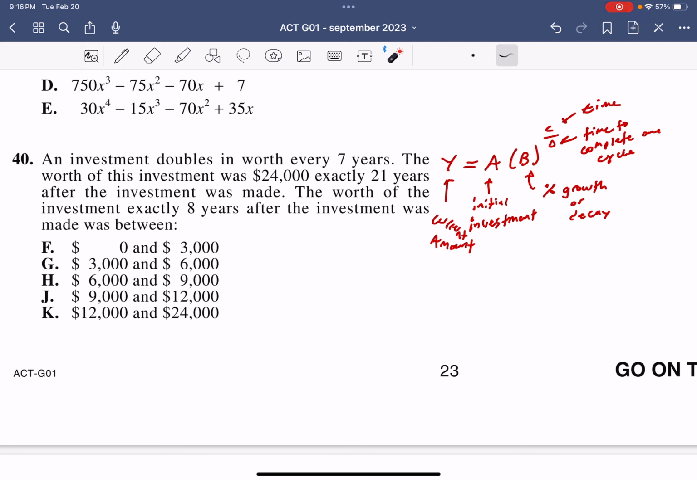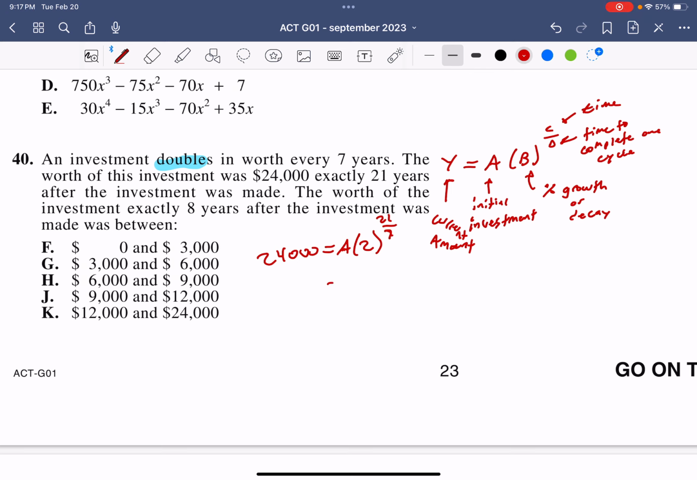So we can now solve for the initial investment, to go on to the second part of the information given in the question. So we have 24,000 is equal to our initial investment, which we're going to find in a second, times how much it grows. It doubles, so that's 2. And how long does it take to complete one cycle? 7. And it does it in 21 years for this first part.